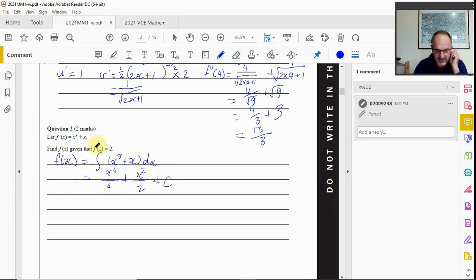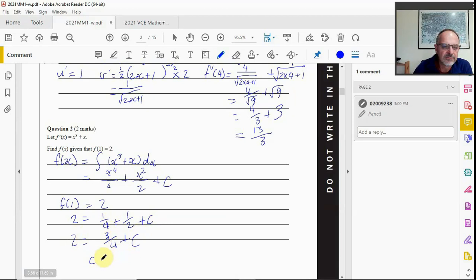All right, now this is where our f(1) equals 2 comes in. So f(1) equals 2. F(1) is when we put 1 in here, so we've got 1/4 plus 1/2 plus c. So 2 equals 3/4 plus c. So c would be 2 minus 3/4, which I believe would be 1 1/4, which is 5/4.